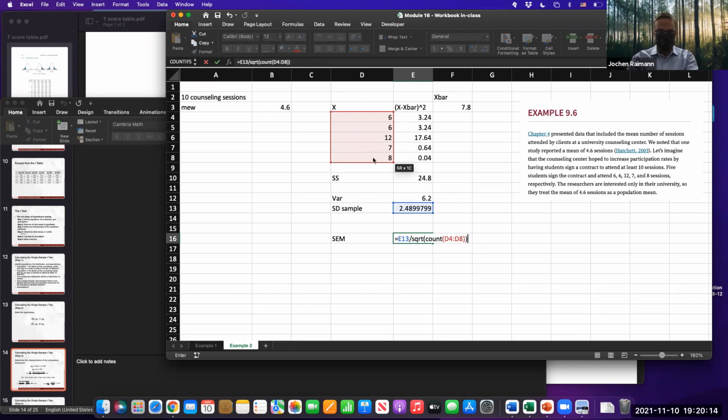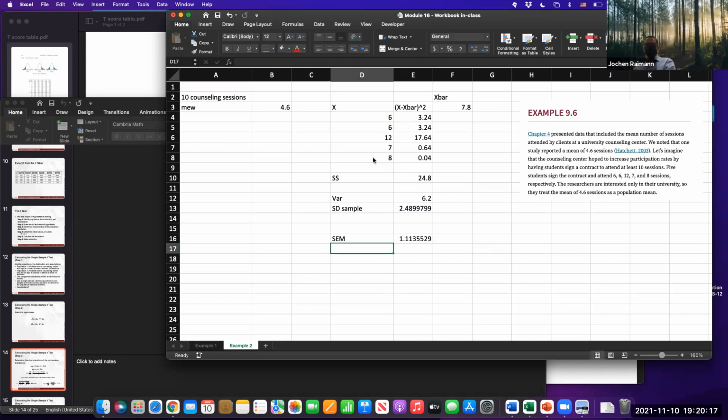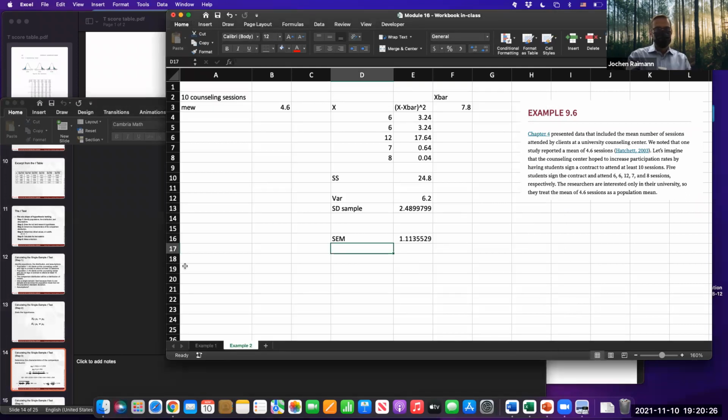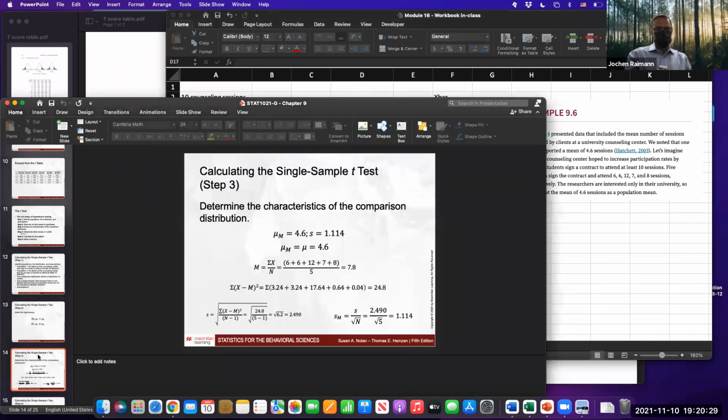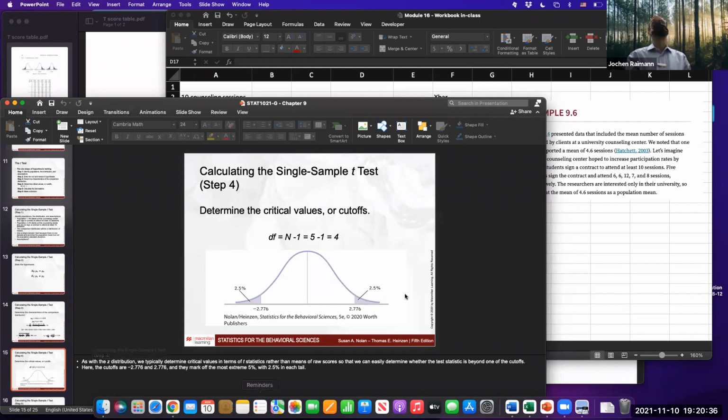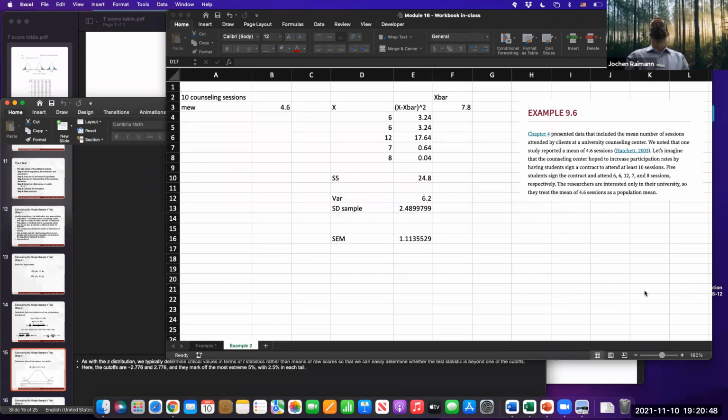Okay, very good. Standard error of the mean is 1.114. Yep, that's a 4. Good. So that's the standard error of the mean. We've calculated the same numbers as Norton and Heinzen. What are we doing next? Amira? No? So we need a t-score, right?